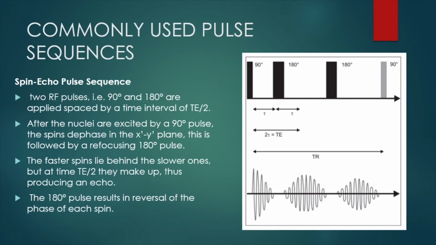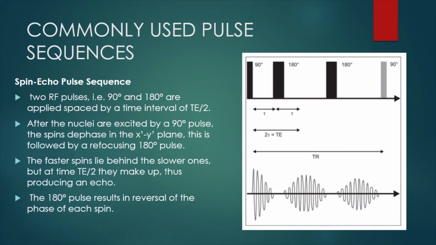Spin echo pulse sequence. This is one of the commonly used pulse sequences. Here, two RF pulses, a 90-degree pulse and a 180-degree pulse, are applied, spaced by a time interval of half of the echo time. After a 90-degree pulse, one or more 180-degree pulses are applied and followed by an echo, that is the emission of the energy.